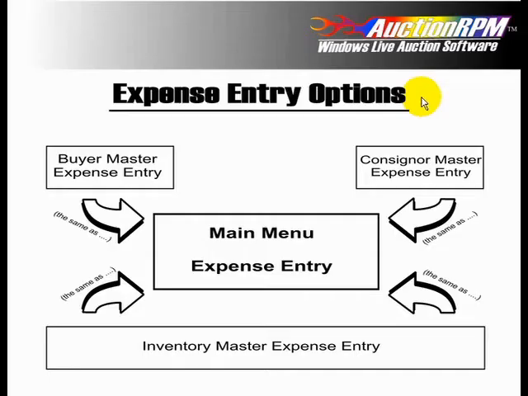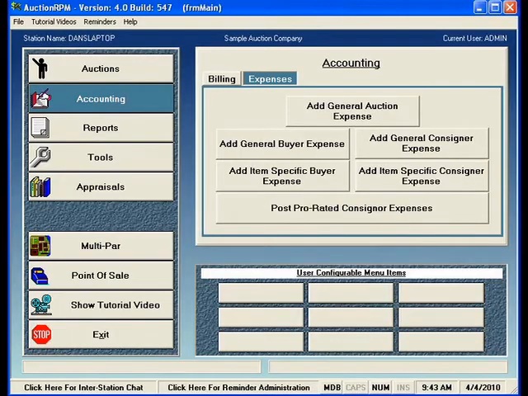If we take a look at an illustration here, we can see that under this illustration, not only do we have the main menu expense entry that we've been discussing up to these points, but we also have the same options found under the Buyer Master expense entry, Consignor Master expense entry, and Inventory Master expense entry. Let's take a look at how that is the case here back in AuctionRPM.